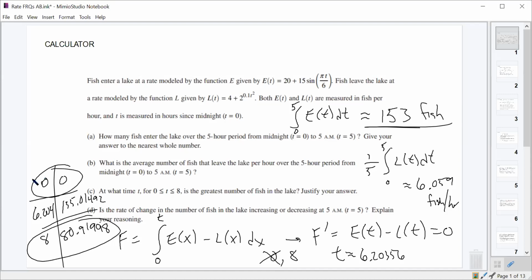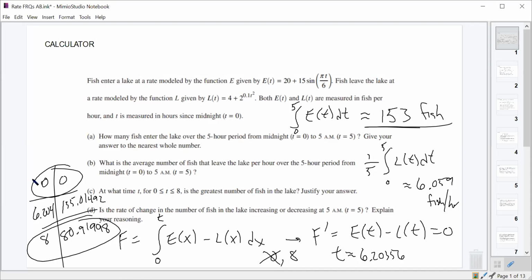I guess, well, if you had a sign chart that shows that was a max, then that's probably fine. Some kind of justification there. As long as you stated that it was a max from there, then that's fine. Everybody good with C? Yeah.